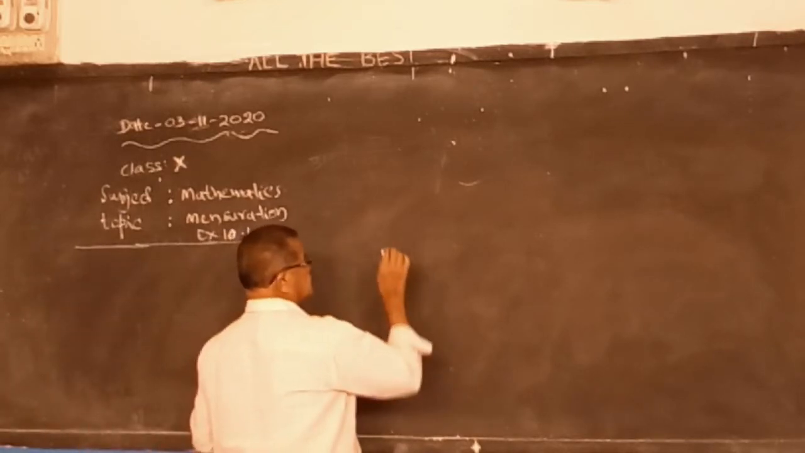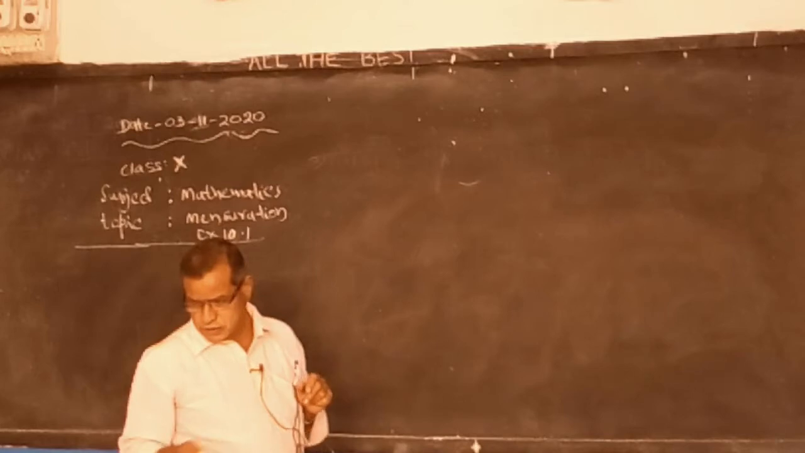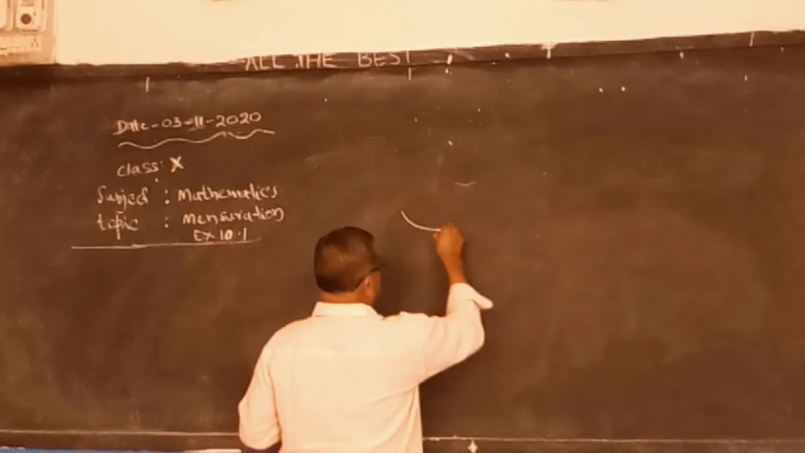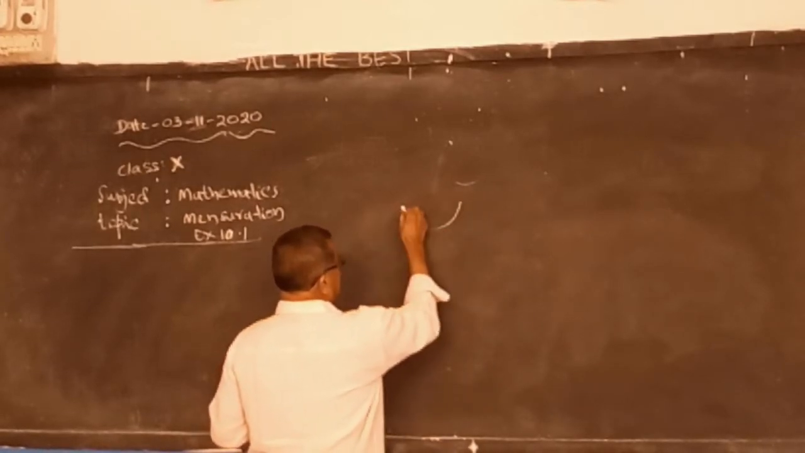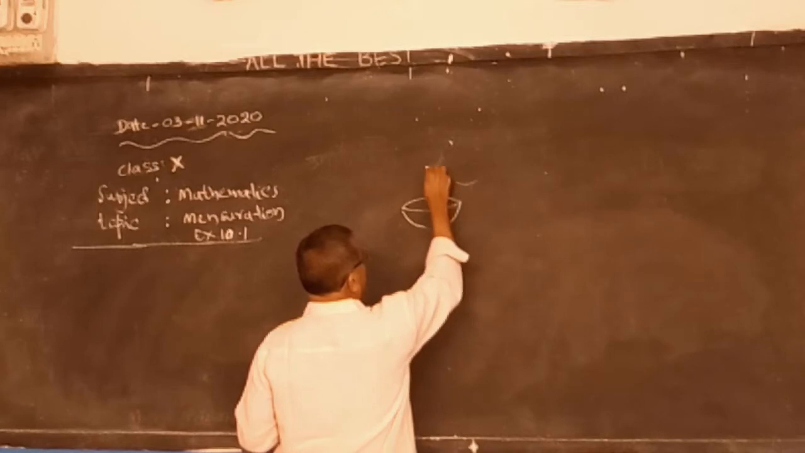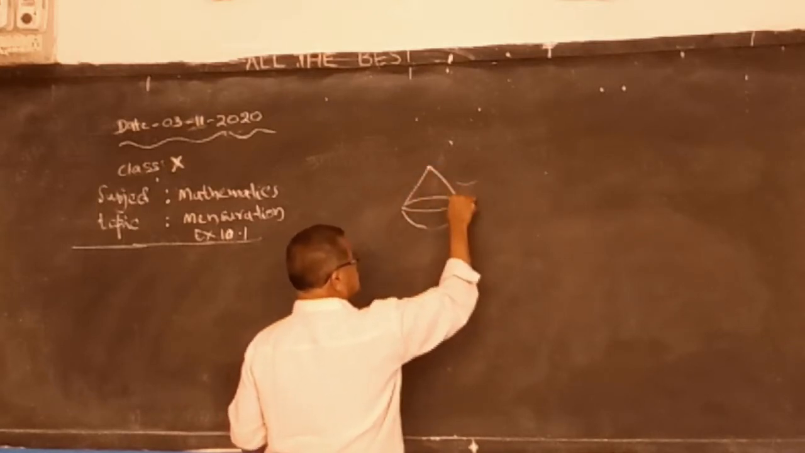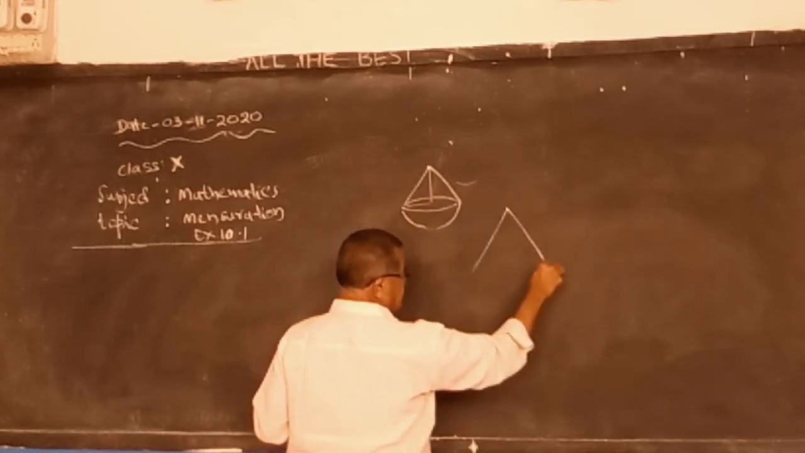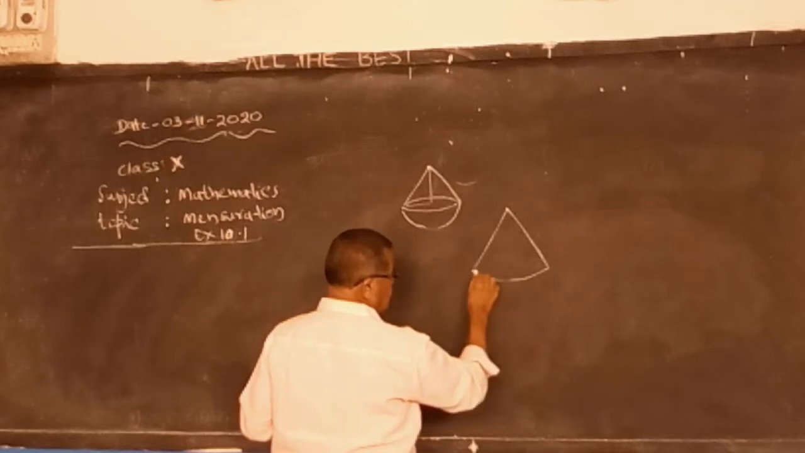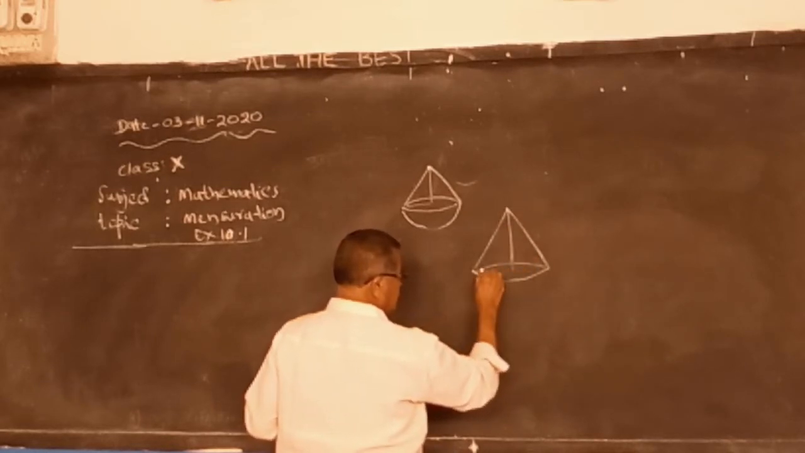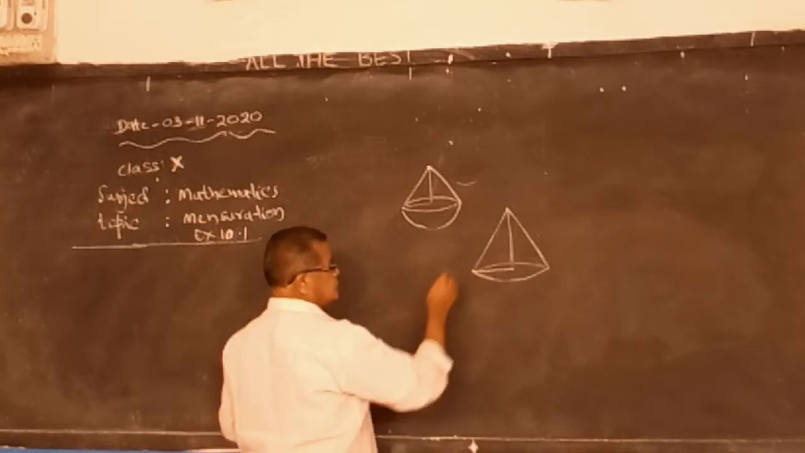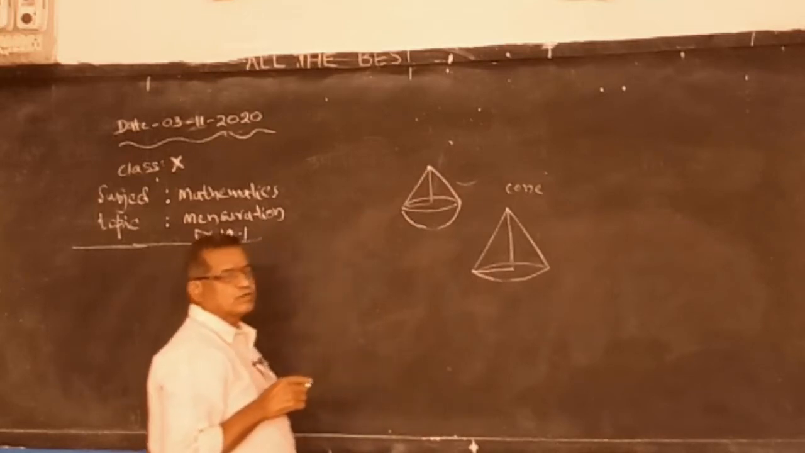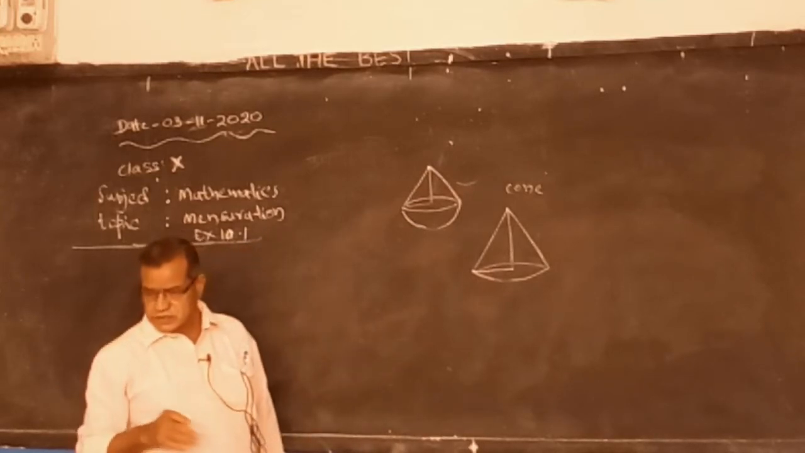Suppose, what are the two solids? What are the two 3D figures? Cone and hemisphere. Cone is surmounted on the hemisphere. It is a top type, and a Joker's cap. This is a cone. This is a hemisphere and a cone, a combination of two solids.